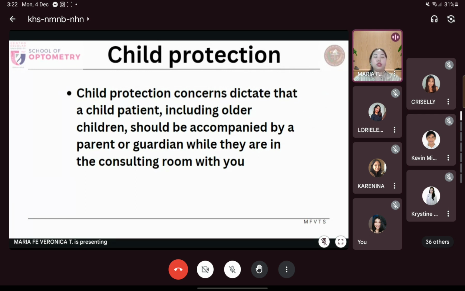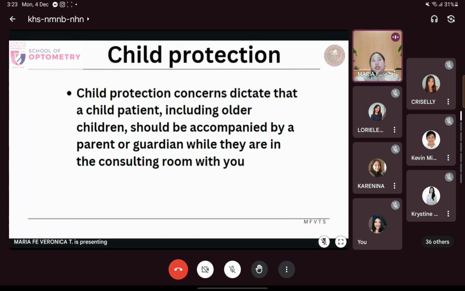So the case before was hinahayaan na alone yung examiner with the child patient. Pero in today's society, bawal na po tayong mag-check or mag-examine ng pedia patient without a guardian present in the room. Okay? This is for the safety of the child, even as the safety of the practitioner.